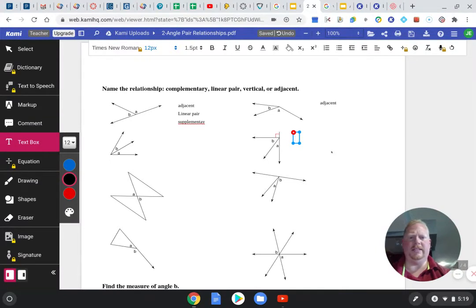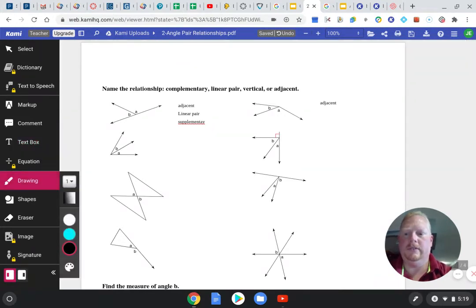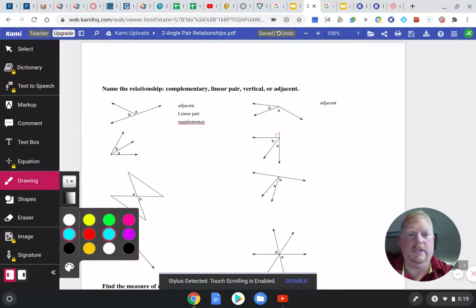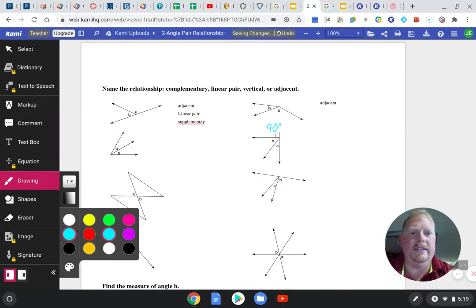If we take a look at this example, that red box in there tells me that that's a right angle. So I know that this is 90 degrees right here. And since this is a straight line right here, if that part's 90, if I take 180 and subtract 90, that means between angles B and A is also 90 degrees.